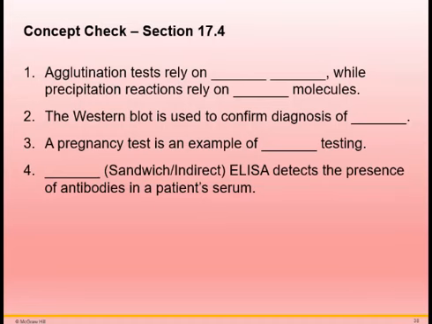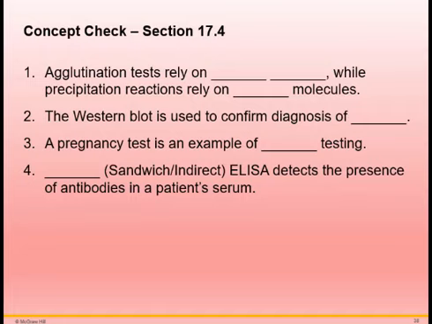So concept check 17.4, and I realize we didn't go through all these sections, so this is really just our second section. Agglutination tests rely on blank, while precipitation rely on blank molecules. So agglutination relies on whole cells, where the precipitation relies on soluble molecules. So it's not whole cells, just molecules, and they're soluble. But when they come together with the antigen and the antibody, then it's insoluble, and that's why you can see it as a precipitate.